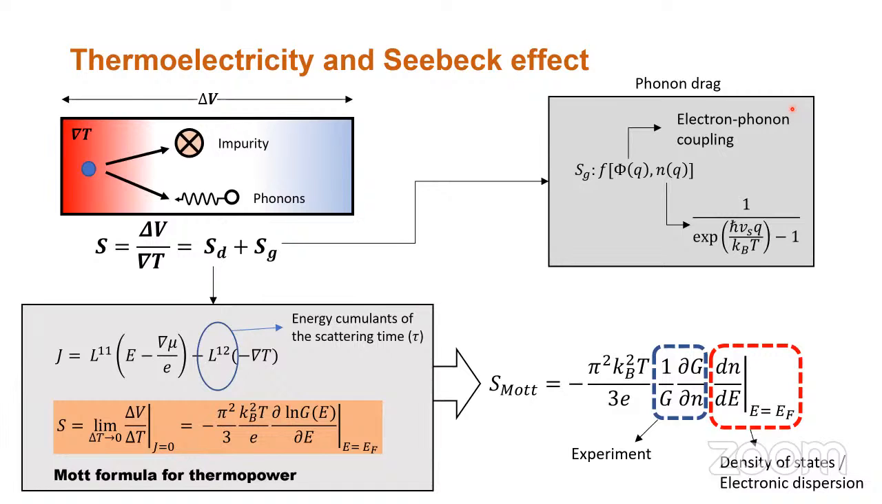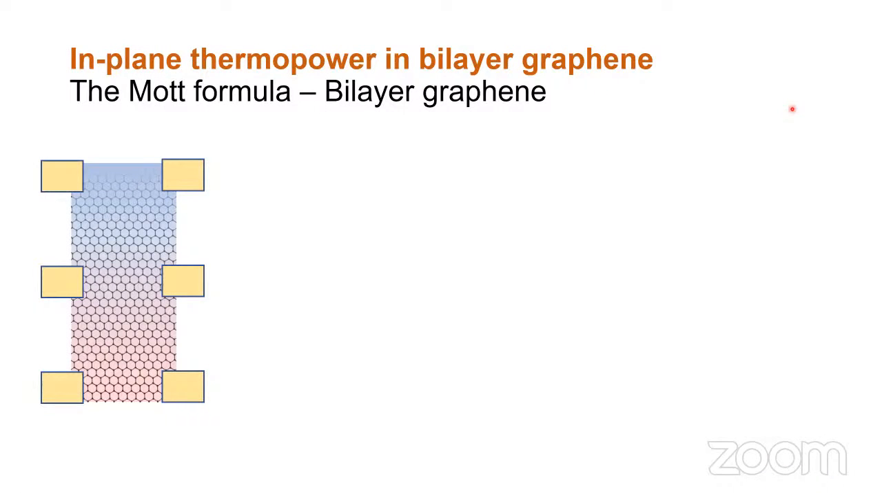Okay. So I'm going to give you a very brief example of how the Mott formula is sensitive to the density of states of a two-dimensional system. And for that, I took an example of the bilayer graphene. So the way we do the experiment, we have a bilayer graphene and you pass a current, which is a heating current, which sets up a temperature gradient across the length of the sample.